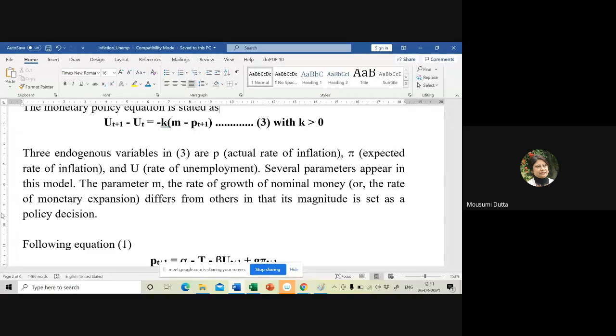So m, what will be the magnitude of m? That is not in the hand of any other agent in an economy. That is totally in the hand of policy makers. Okay, so m in that sense is different from other parameters which we will have in this model as this is a policy decision. Any question regarding equation number 3?